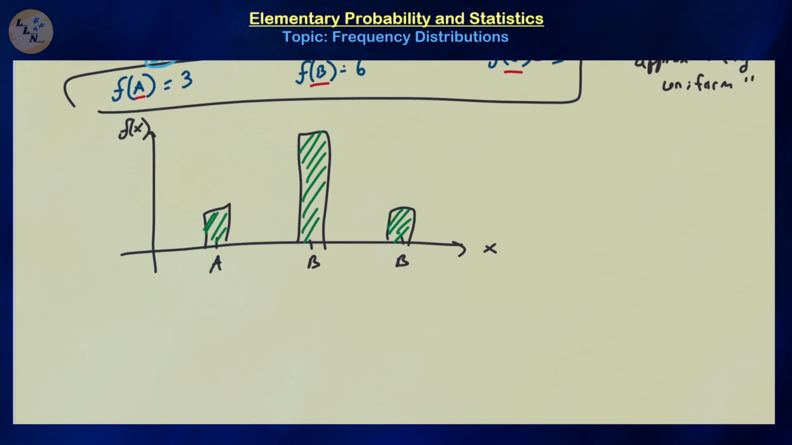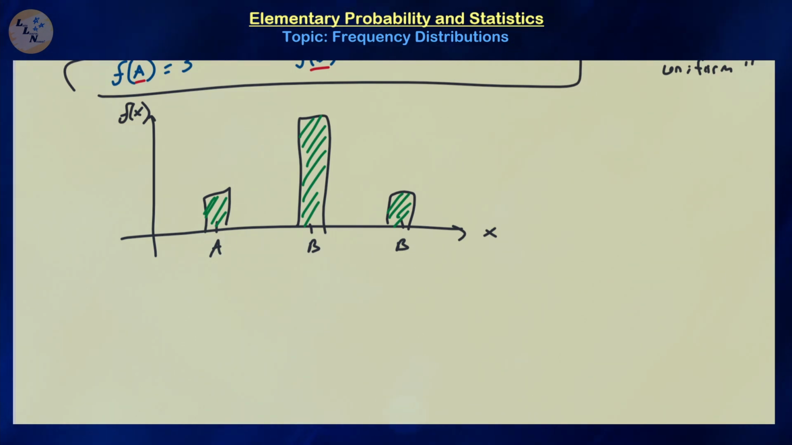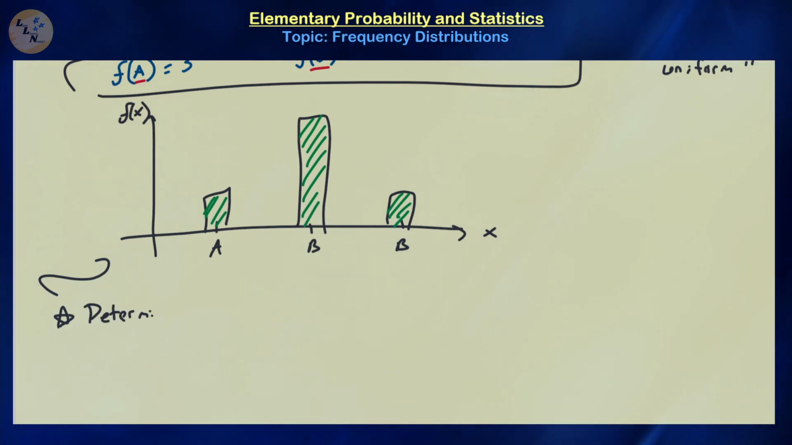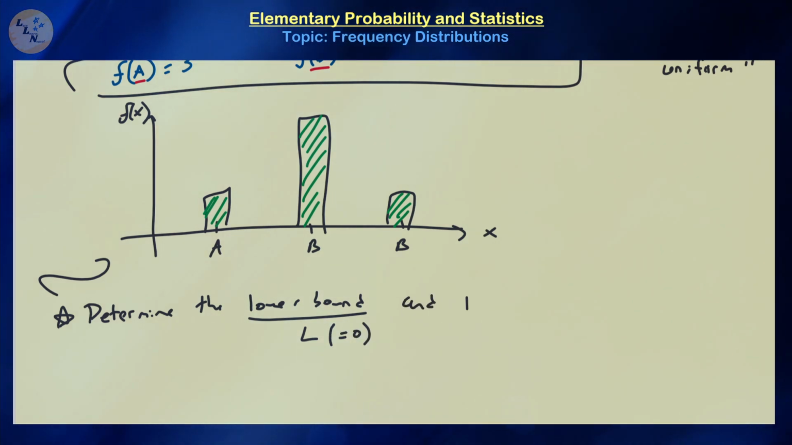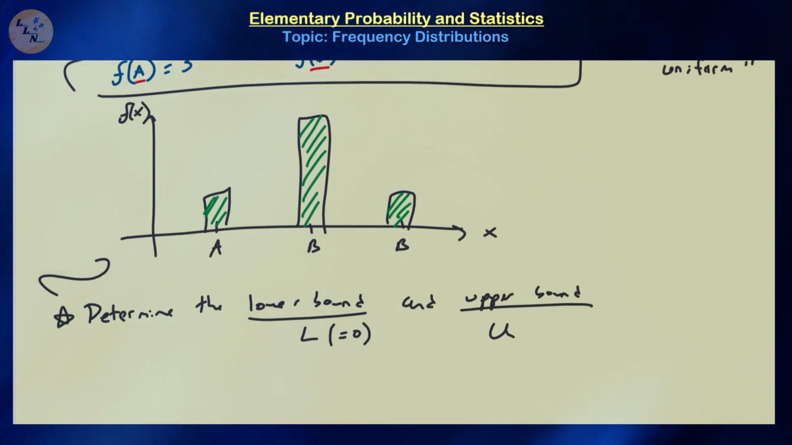But let's at least outline the basic structure of how to construct class-based frequency distributions, just in case you did not get that down. The very first step is to determine the lower bound. Let's call that lower bound L. In our particular example, we chose L to be equal to 0. And we also need to choose our upper bound, which we can call U. For our example, we chose an upper bound equal to 15.